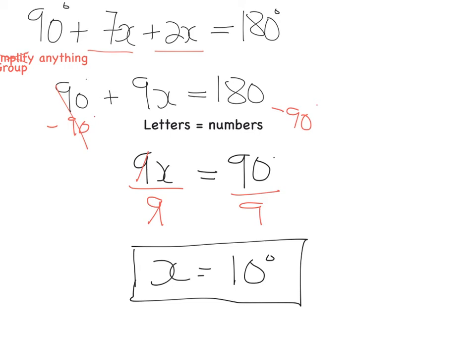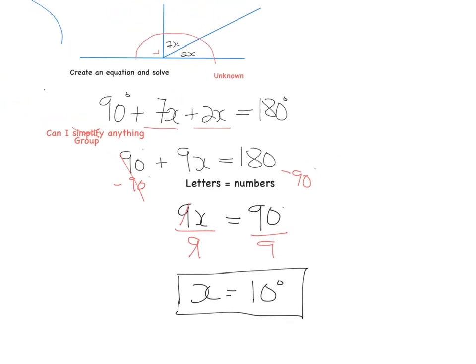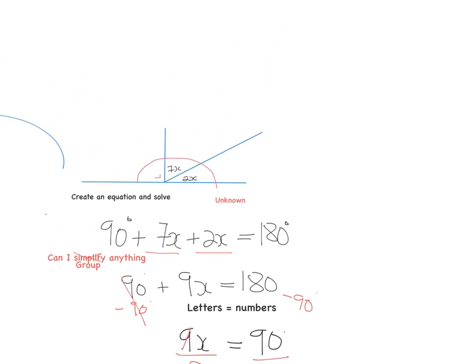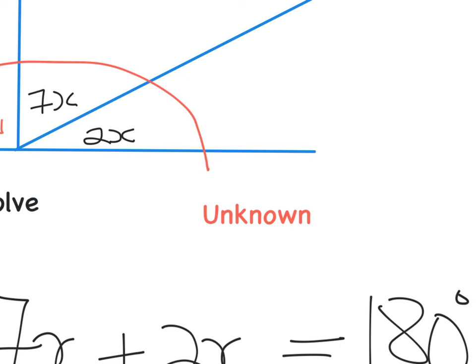Let's go back up now and have a look at my question. It was that straight line here, I had to find out the number of degrees for this part here and the number of degrees for this part here. I now know that x is 10 degrees. So 2x, to zoom in here, 2x means 2 multiplied by x, so it would be 2 multiplied by 10. So this here stands for 20 degrees. And that is an example of an acute angle. So anything less than 90 is an acute angle.